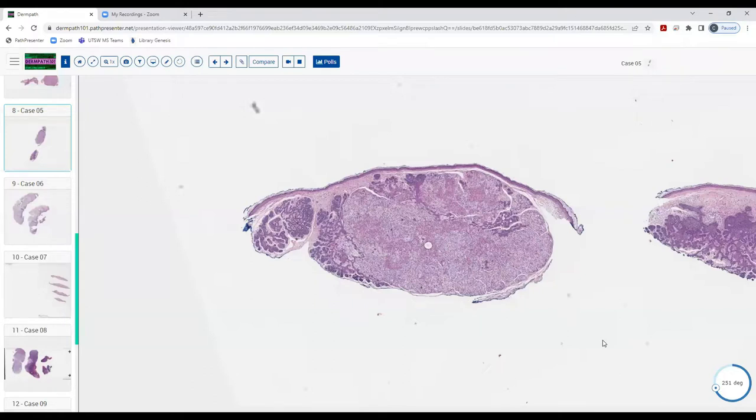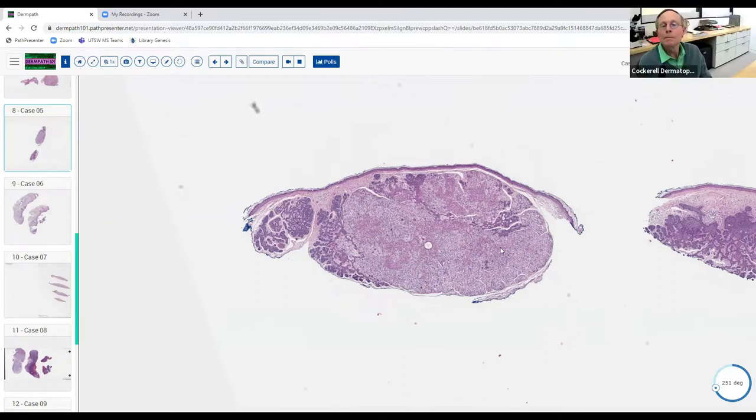Okay. So this looks like there's a proliferation of basaloid cells in the dermis that's pretty well circumscribed. There looks to be two different populations of cells. On the left, there's a darker blue color, and then more clear cell change on the right. Good.